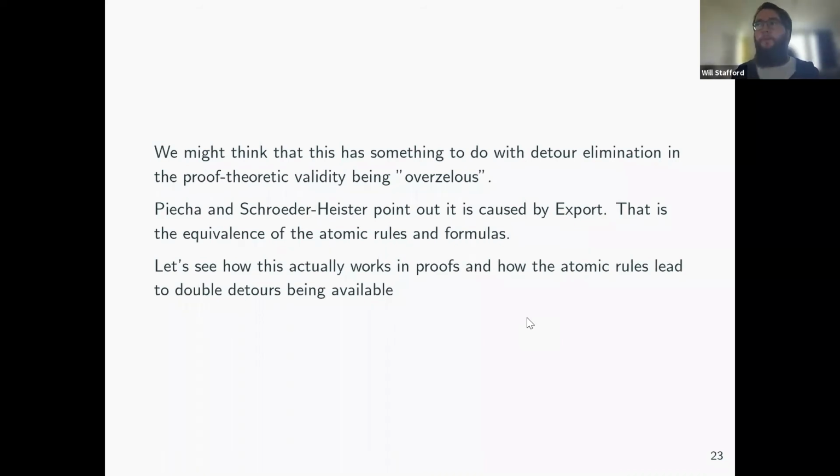So what I think is happening is that the treatment of the atomic formulas is leading to double detours being available. And when double detours aren't available, it's because some other superintuitionistic formula is going to be valid. The treatment of the atomic formulas is insufficiently general, in that one way of treating them is going to make one superintuitionistic validity valid. And then when we try to remove that, we get another one instead.